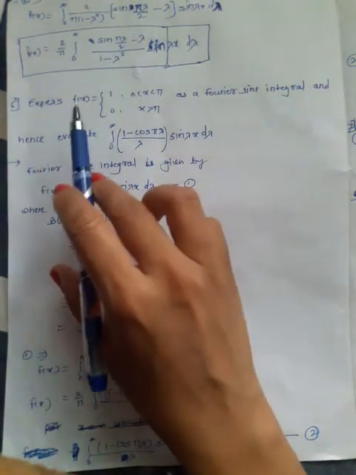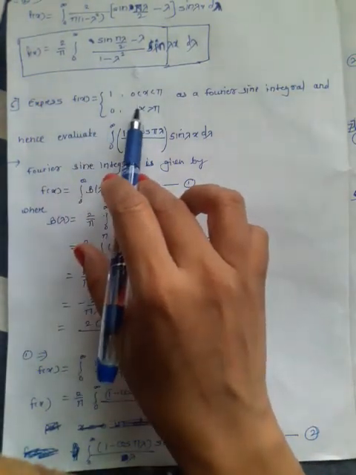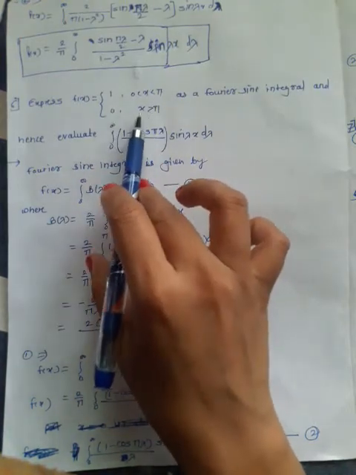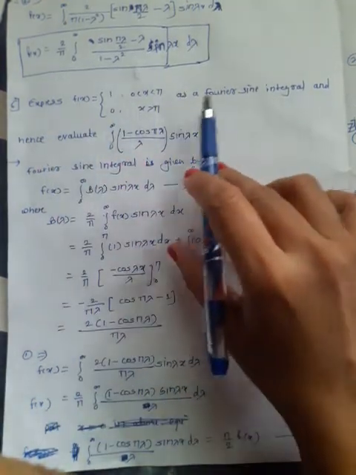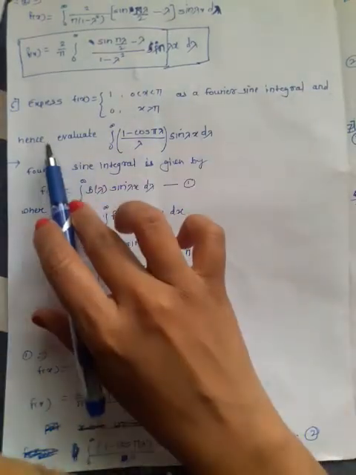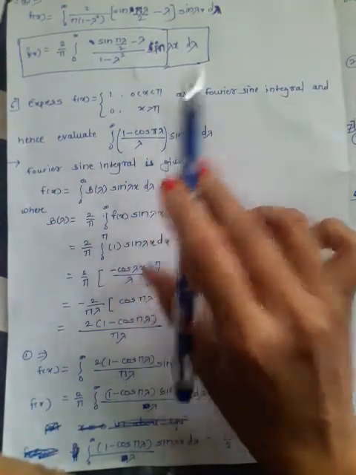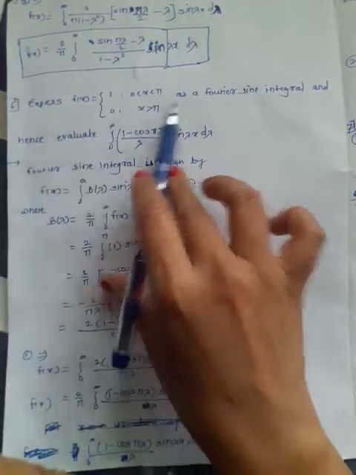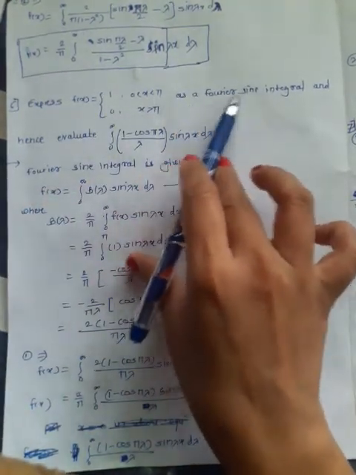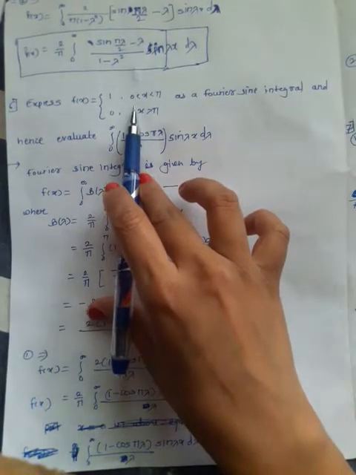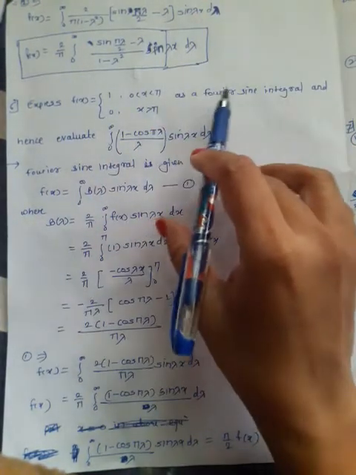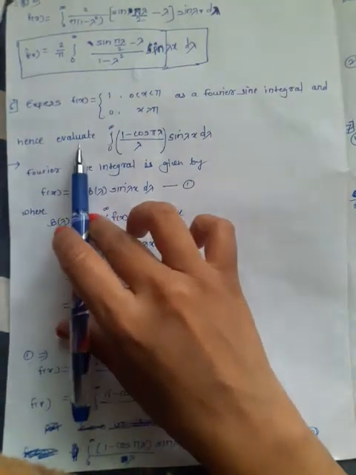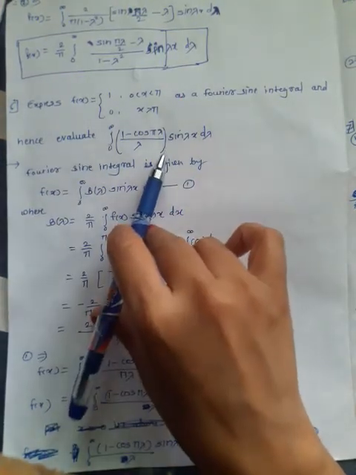The question is to express the function f(x), given in interval format as 1 for 0 to pi, and 0 for x greater than pi, meaning pi to infinity, as a Fourier sine integral, and hence evaluate this integral. The question has two sub-questions. First, we have to find the Fourier sine integral of this function, and whatever answer we get from that, we have to use it to evaluate this integration.